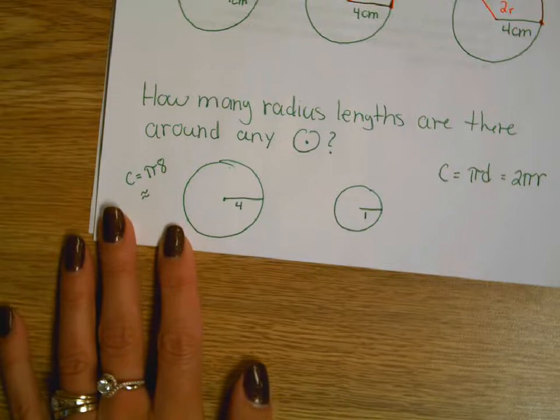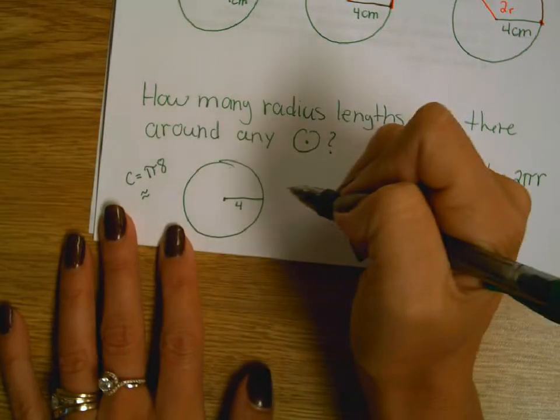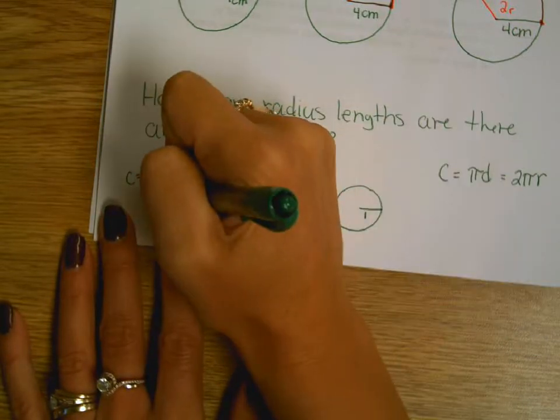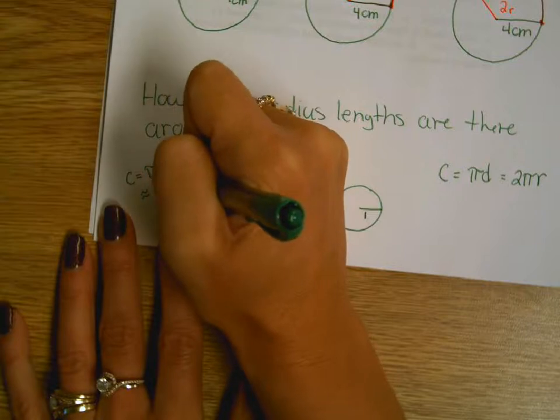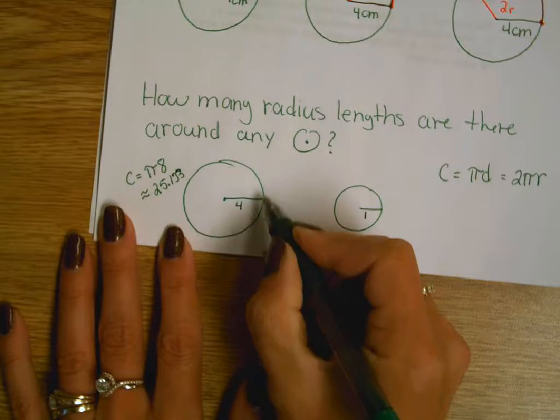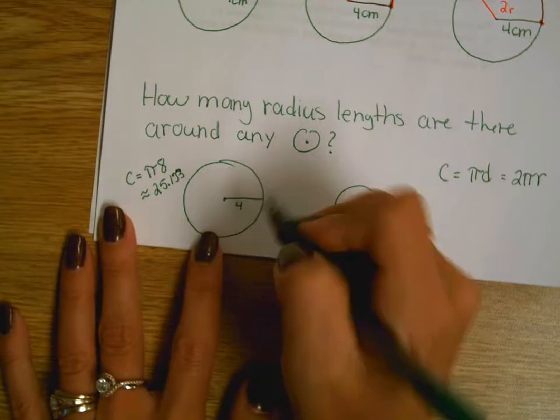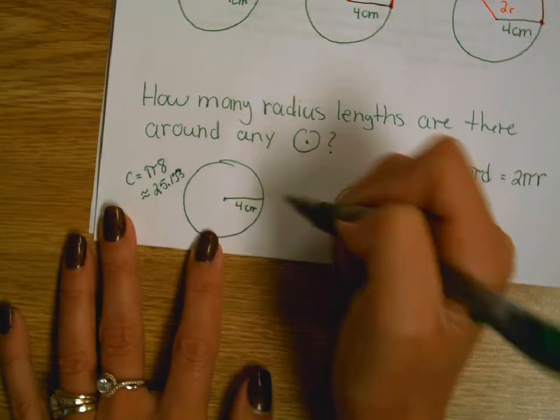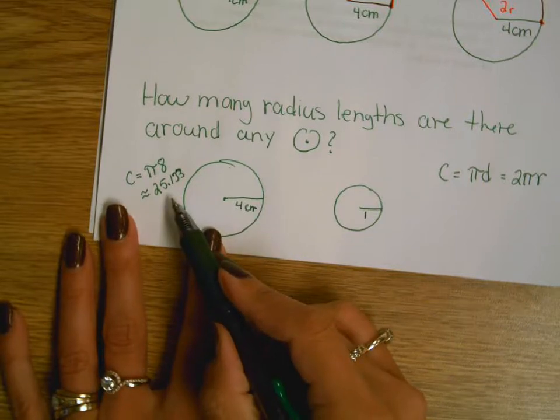What are you getting? About 25? 25 point what? Okay, we'll go 133. Okay, so that's how many units around it is. If it's a 4, let's go centimeters. So how many sets of 4 fit into that?